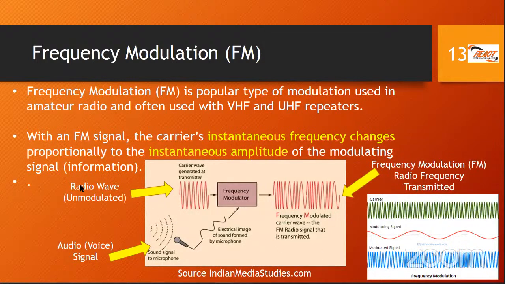So we have a radio wave that is unmodulated, and then we have a voice signal, for example, or some sort of audio signal, and of course, it's applied to the carrier wave, and then we end up with the output of the radio looking like this. This is frequency modulated. Notice the amplitude is steady, but the frequency, the spacing between the waves, is what is changing. That's how you know the frequency is changing. The amplitude is remaining the same.